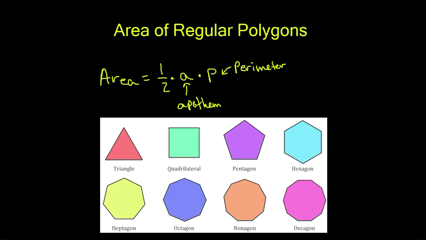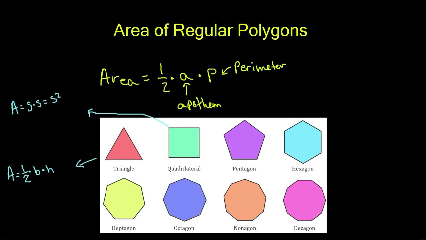Now I just want to say one thing. For a triangle and for a square, your area formulas are going to be different than this. You can still use this, but it's a little bit more difficult to use this formula. So for a triangle, just remember area is equal to 1/2 times your base times your height. And for a quadrilateral, which basically is just a square, area is length times width, but remember all the sides are the same length. So we can say side times side, which just reduces to side squared.